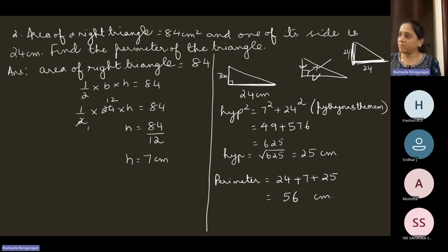So using area and base we found the height. Half base into height is equal to area. We substituted and found h. Now we got another side. So we know two sides in total. The third side is the hypotenuse, which we found using Pythagoras theorem. Now we know the lengths of all the three sides. Add them to find the perimeter of the right triangle.